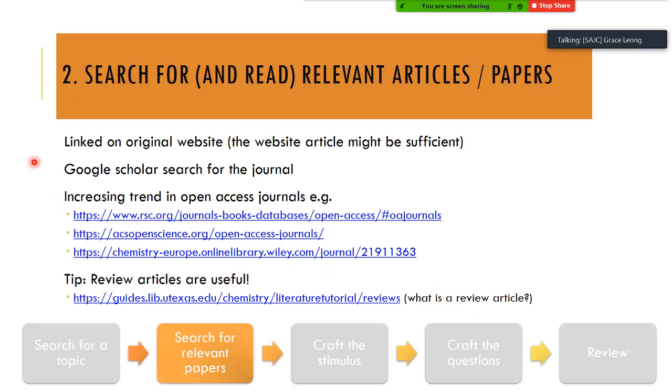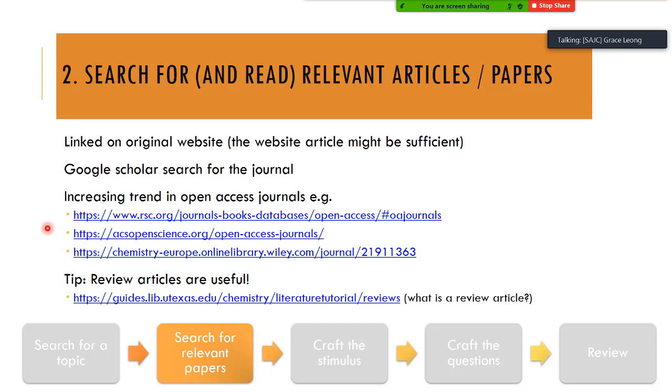And I feel that another important point is something that students can relate to. So once you have narrowed down to a topic that you are interested in, then now you have to go and search for the relevant journal articles or papers. From the original website, you might get links to the journal papers, or the article itself might be sufficient. And just now, I think Chongxin also shared a little bit about being able to search on Google Scholar or other means to access relevant journals.